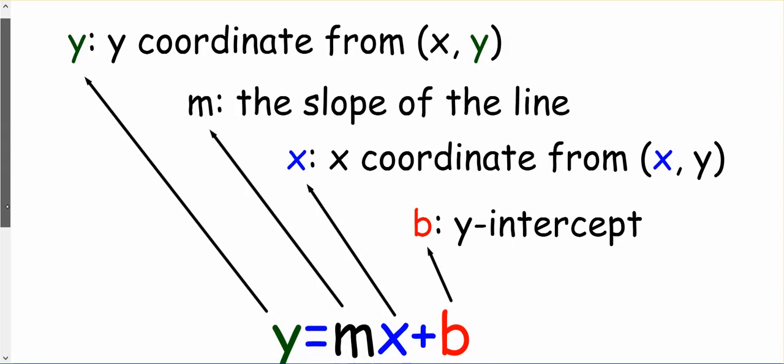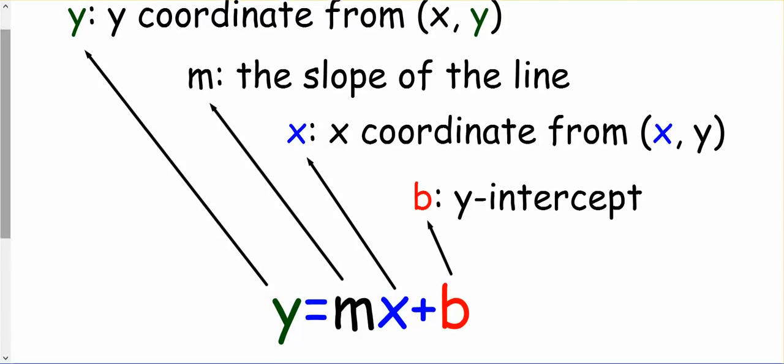So we want to know this. You're going to want to write this down and memorize this. This is slope-intercept form: y equals mx plus b. Where y is a y value, it can also be substituted with any y coordinate on the line.